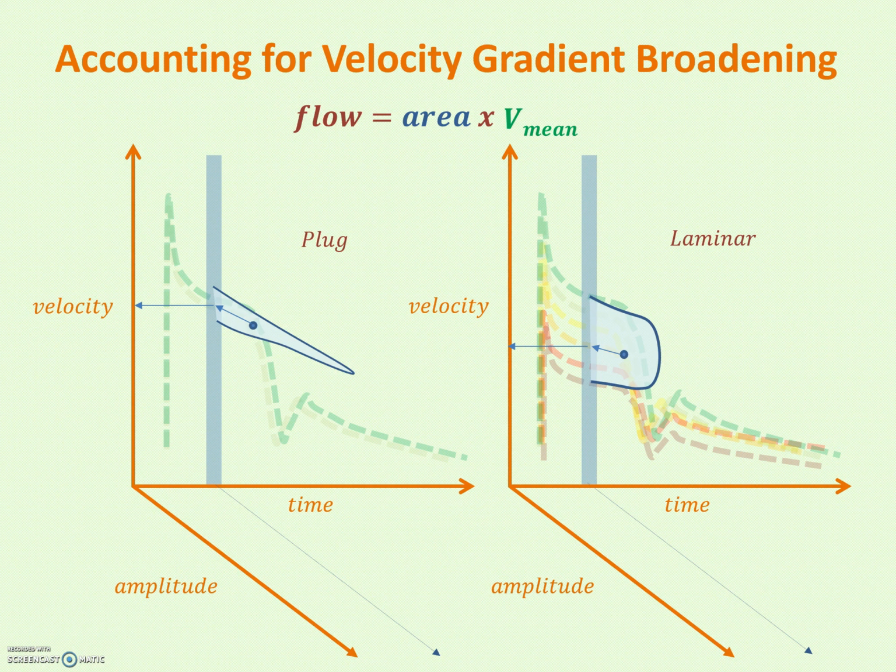And I proved this to myself with a flow phantom and a very sophisticated pump in our lab. If you use the max VTI in a parabolic flow profile, you will almost always double the actual flow moving through the system.